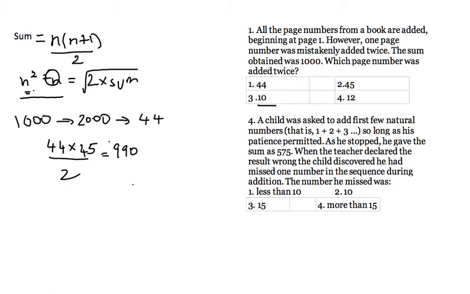Again, here we are adding numbers from 1 to n. A poor child is made to add these numbers, and obviously the child loses patience. So the child gets the answer as 575, right? Here the child has missed a number. So again, earlier a number was added, here a number is missed. We are going to ignore it, right? We're just going to say, let's double the sum and let's take the root to get an idea about n.